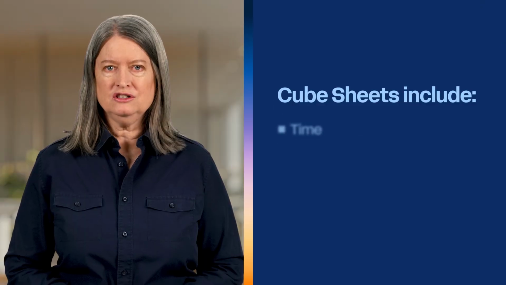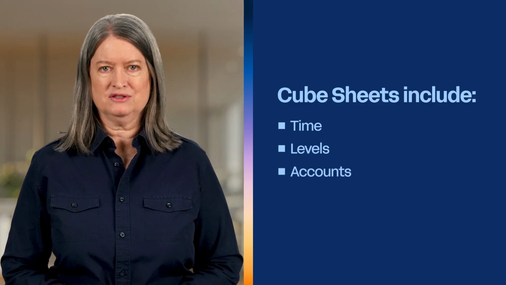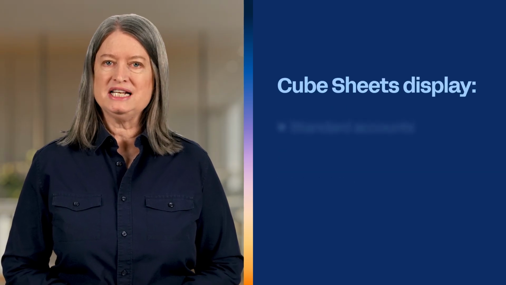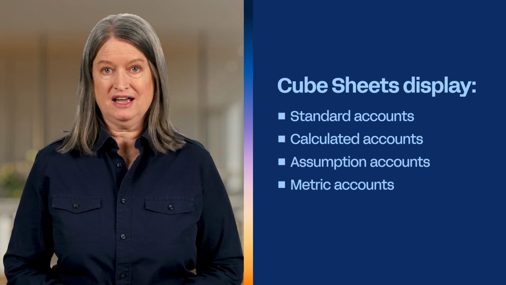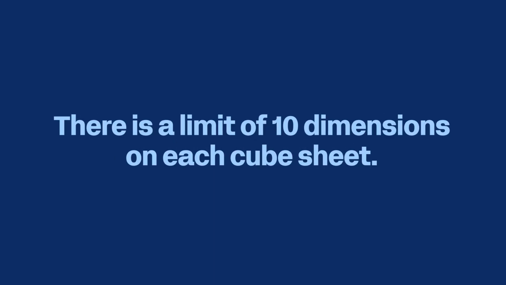Data entry on cube sheets is similar to standard sheets, except cube sheets can display intersections of multiple dimensions. Cube sheets always include time, levels, and accounts. They can also display standard, calculated, assumption, and metric accounts. Additionally, they can have different types of dimensions and dimension attributes, which are model-specific and allow you to pivot and filter the data. There's a limit of 10 dimensions on each cube sheet.